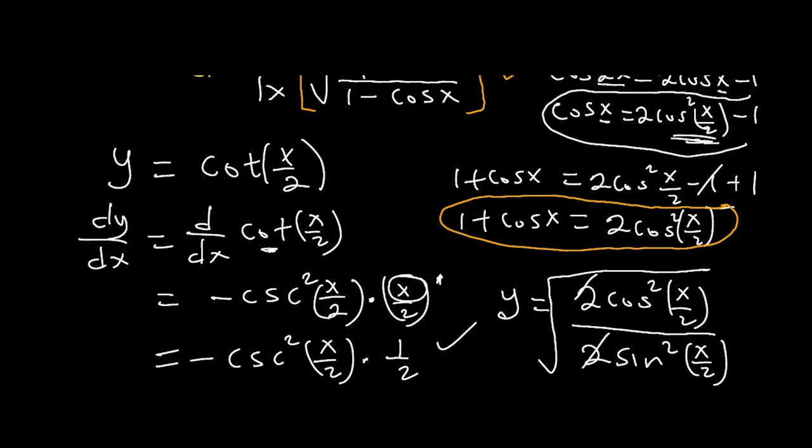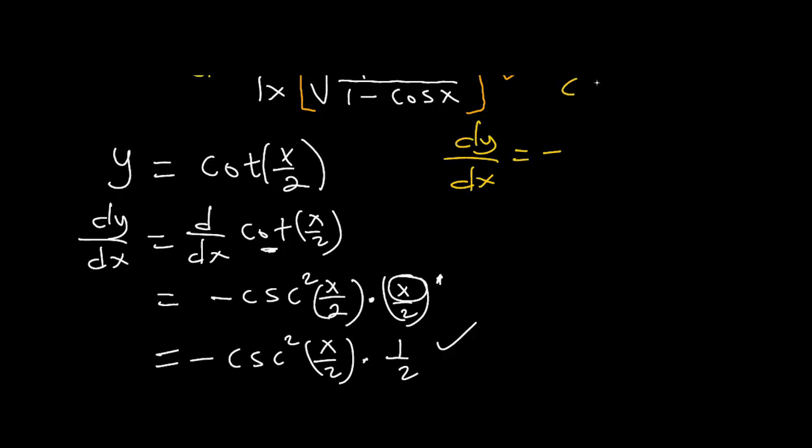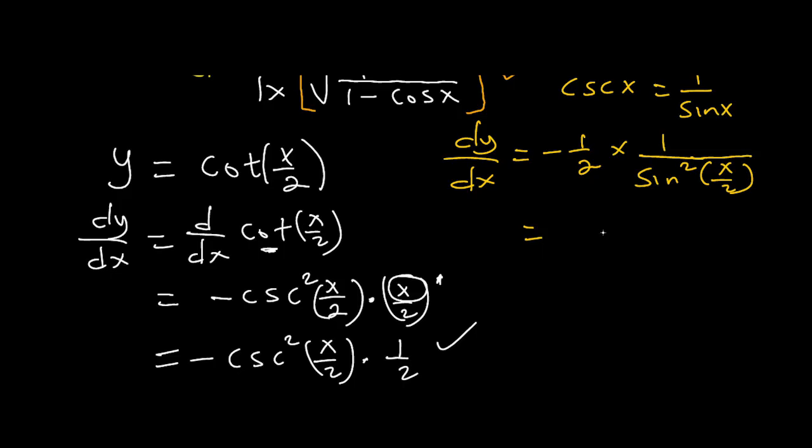So then the next thing to do now is to break down our dy/dx. csc of any function is 1 over sine of the function. So this will give us minus 1 over 2 times 1 over sin squared (x over 2). Okay, now we can go further.